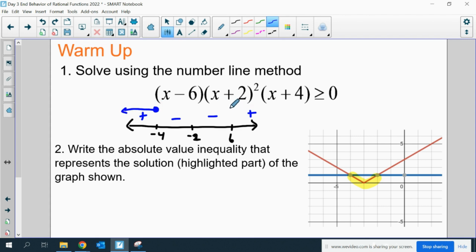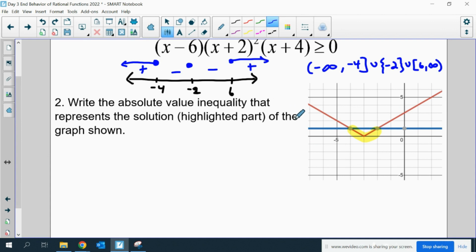So I would put it at -4 and to the left, 6 and to the right, and then don't forget that at -2, the function does still equal 0. So the answer would be -infinity to -4 bracket union -2 with curly brackets union bracket 6 to infinity.